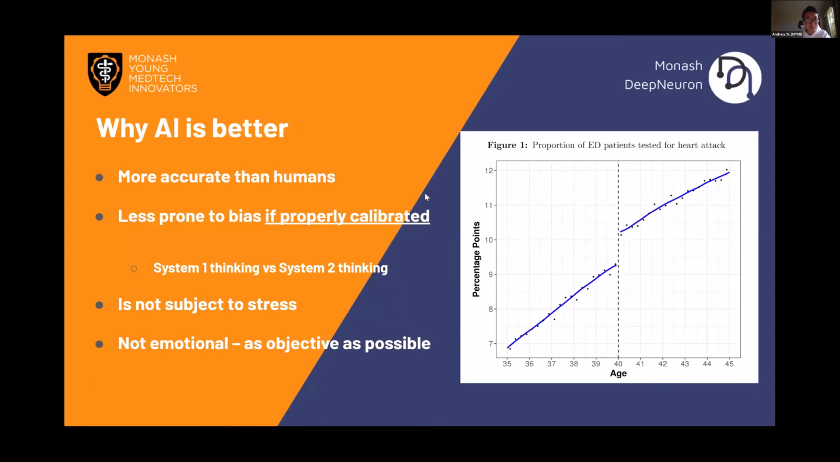But now I think we'll move on to why. Now that we've covered some of the most promising parts of AI and types of AI, I want to talk about why and in what specific scenarios we want to use AI over doctors, or we want to use AI in conjunction with doctors for diagnosis.